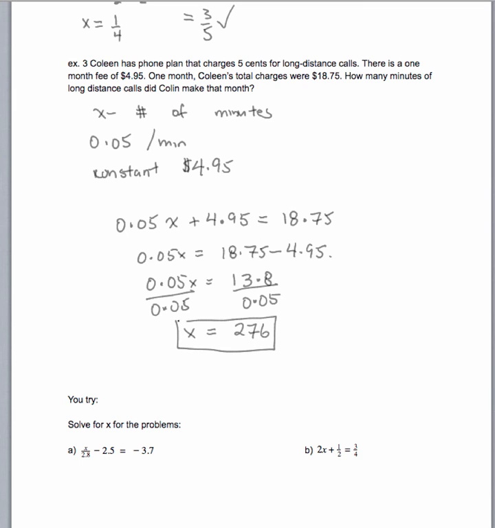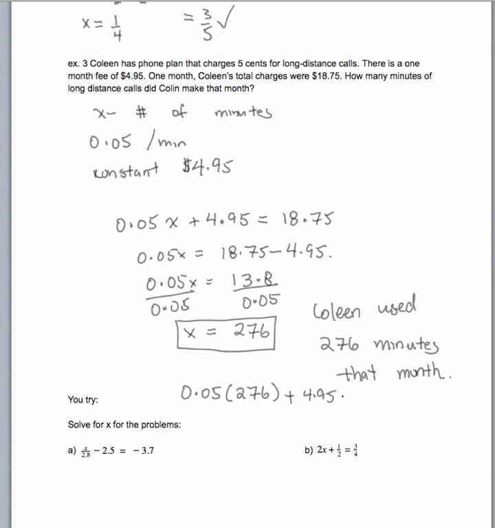Now, when we do word problems in this unit, you have to write a sentence, otherwise I won't know that you know what you're actually looking for. So we would say, Colleen used 276 minutes that month. And then we can check it by saying 0.05 times 276 plus another 4.95. And then once we go into our calculator and check that, we do in fact find that it is 18.75, and we know we are correct.